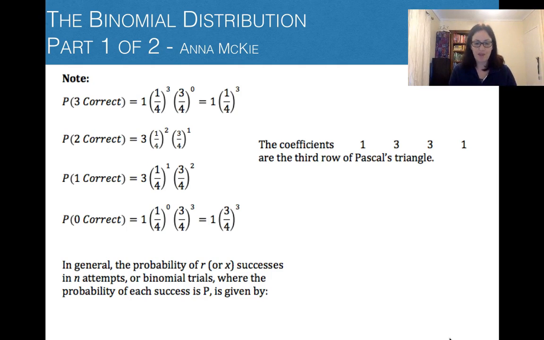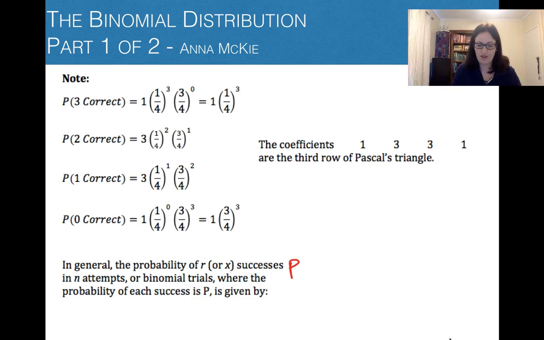So this is the formula that we're about to write out, that is behind what your calculator does when it works out what we call the binomial PDF or the CDF functions. This is what's happening behind the scenes. So here's the official formula. In general, the probability of R or X successes, so our success was 2 correct questions, in N attempts. N was how many questions we had, which was 3. Sometimes these are called binomial trials, where the probability of each success is P, is given by, and so this is the official formula I'd like you to write down.